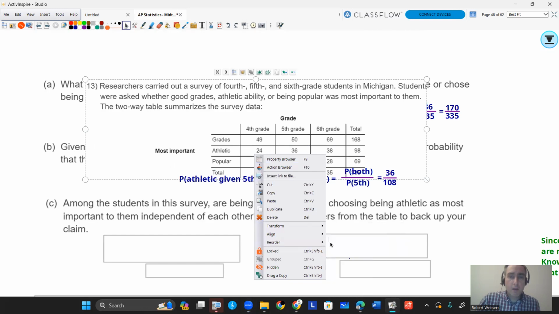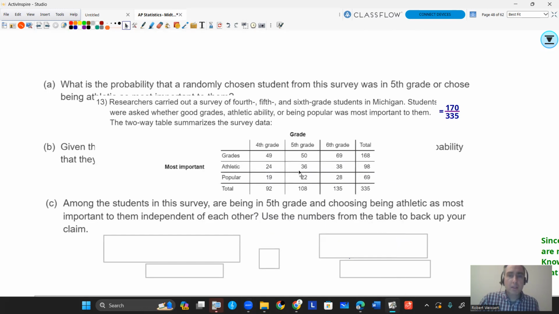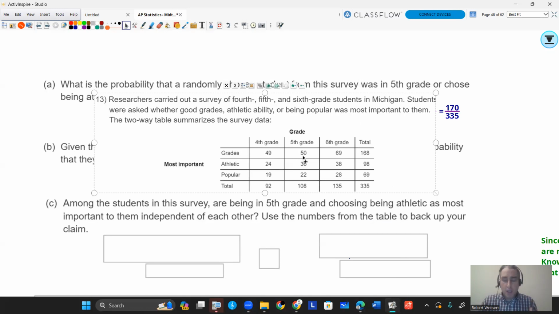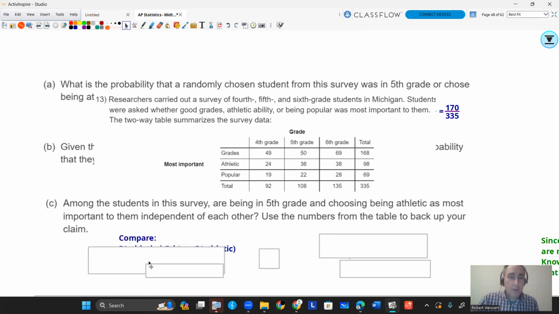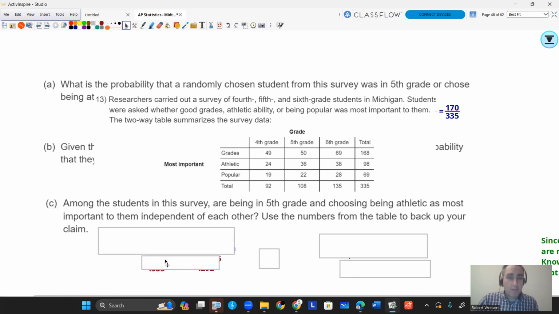is what it means without any numbers: does knowing somebody being in fifth grade impact whether or not they choose being athletic as the most important to them? If it does, you'll see the probabilities differ between athletic versus athletic given fifth grade. So there's a couple different ways you can use the table on here. I'll start with this one. We're going to do a conditional probability. So let me cover that up for a minute.